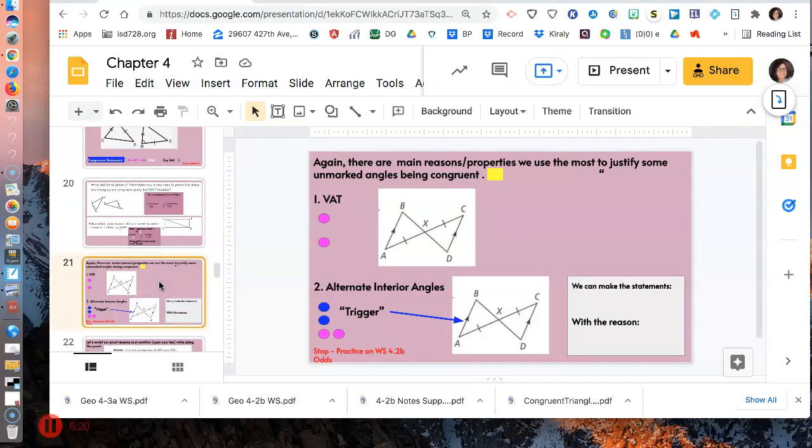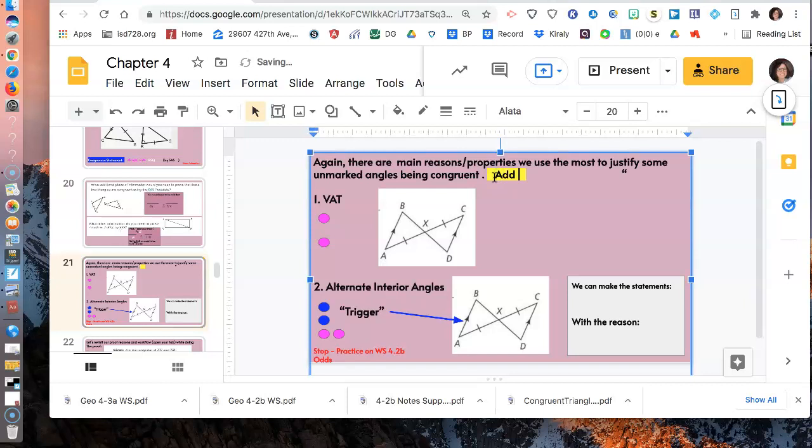It says, again, there are many reasons, properties we use to justify some unmarked angles being congruent. I call that add your brain. Okay, they're not marked, but you should know they're the same, and then you have to supply the reason. Okay, so let's go up here. One very common one is vertical angles.